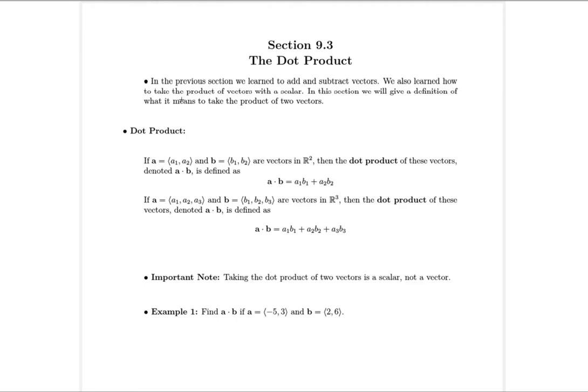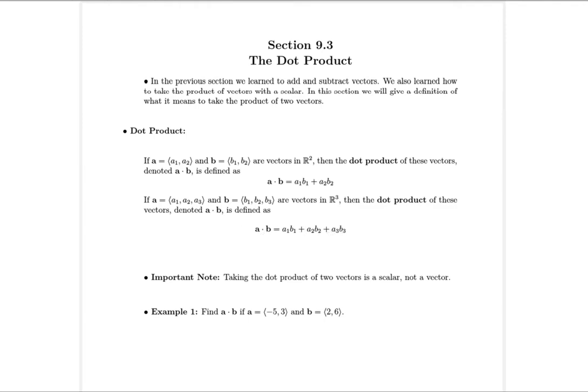The way it's defined is that if you have two vectors, A and B, then the dot product of those vectors is to take the x components multiplied together and then add the y components multiplied together. And if we're talking about vectors in 3D, then it's the same idea: the x's are multiplied, plus the y's are multiplied, plus the z's are multiplied.